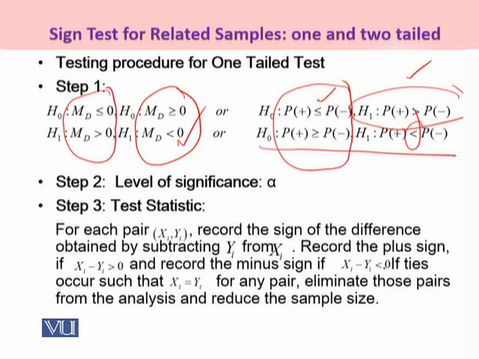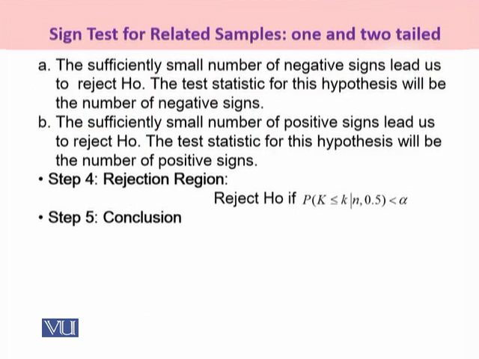The level of significance is the next step, and finally the test statistic is the same as for the two-tailed test. Where the alternative hypothesis is of less than or greater than type, we have to make two considerations for each. A sufficiently small number of negative signs leads us to reject H0, and the test statistic for that hypothesis will be the number of negative signs. If there is a sufficiently small number of positive signs, that will lead us to reject H0, and the test statistic for that hypothesis will be the number of positive signs.